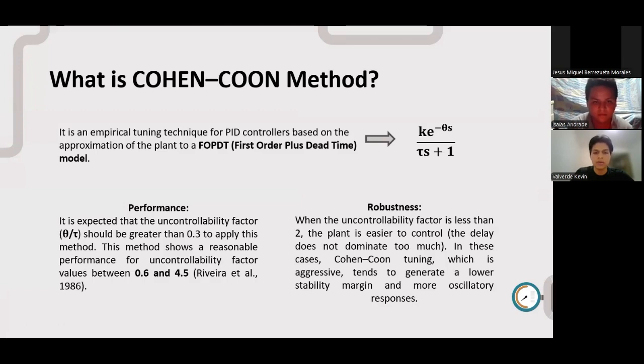that means first order plus dead time. The uncontrollability factor should be greater than 0.3 to apply this method. This method shows a reasonable performance for uncontrollability factor values between 0.6 and 4.5. The robustness is good when the uncontrollability factor is less than 2. The plant is easier to control, the delay doesn't dominate much. In this case, Cohen-Coon tuning works well.